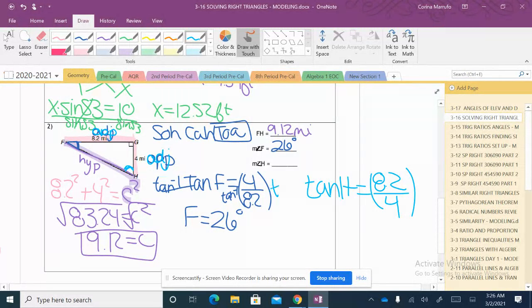And I'm going to go ahead and take the inverse tangent to figure out what H is equal to. So what I do to one side, I got to do to the other side. So let me go ahead and punch that in. 8.2 divided by 4. That gives me 63.99, or it would round to 64 degrees.